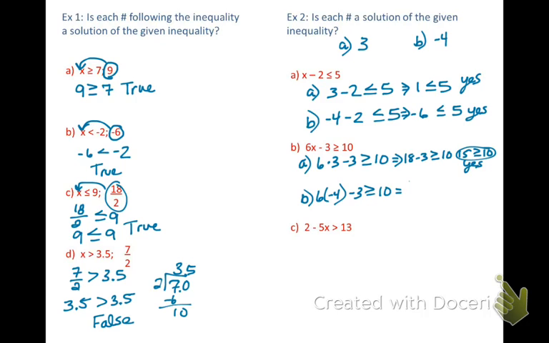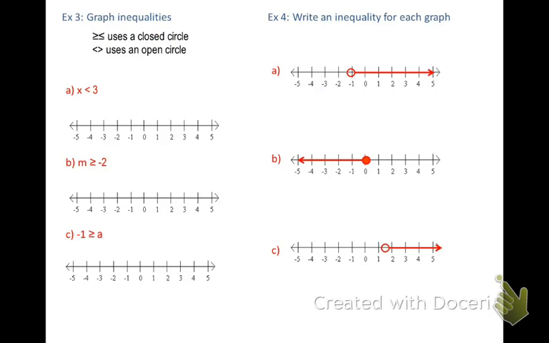And this would be -24 minus 3 is greater than or equal to 10, and that would be -27 is greater than or equal to 10. And that is false, so it's no. And you would do the same thing on C. Same idea. So let's try the next equation.